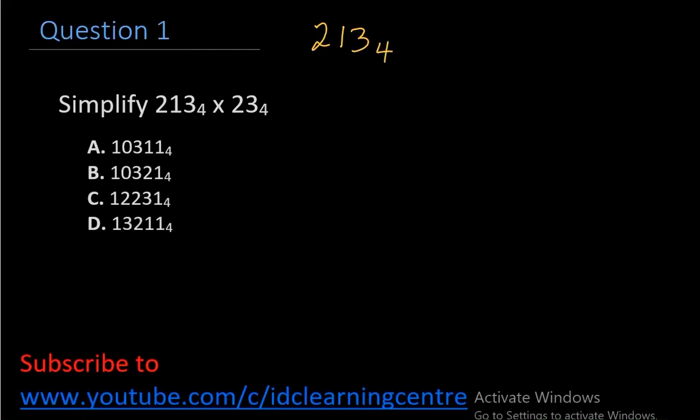Base 4, 32 base 4 times 23 base 4. Whenever you are given bases that are not in base 10 and you are made to carry out any basic operation on them, you simply convert them to base 10 first. So I'm going to convert these base 4 numbers to base 10.